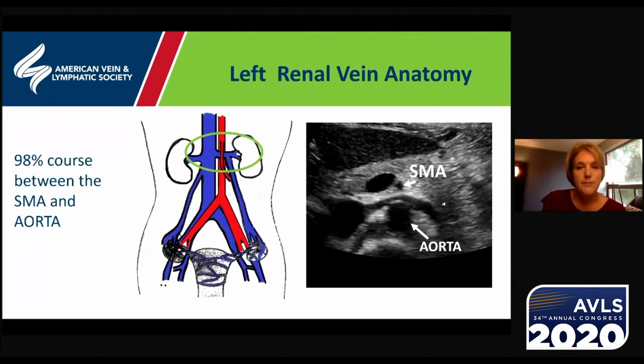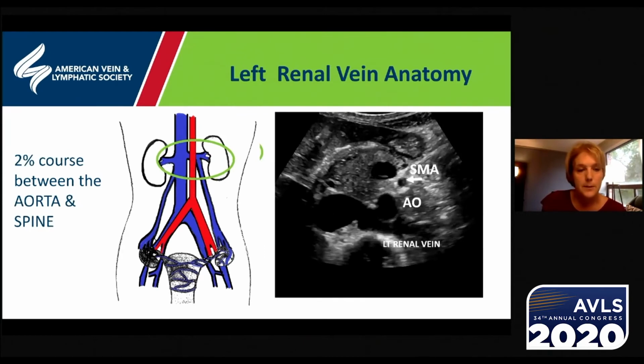A little bit about left renal vein anatomy. In 98% of patients, it courses between the SMA and the aorta, as you can see here. But in 2% of patients, it can course between the aorta and the spine, and that could be what causes that compression that was talked about earlier, and we're going to review again. Some patients actually have two limbs that cross under and over the aorta, and I have yet to see that, but I have heard that that happens.